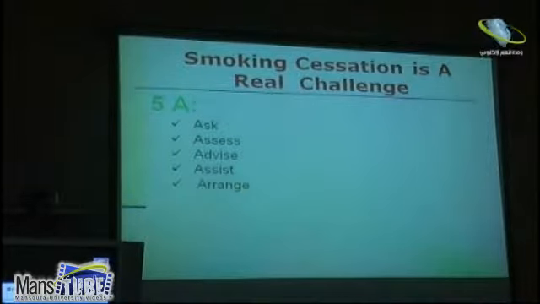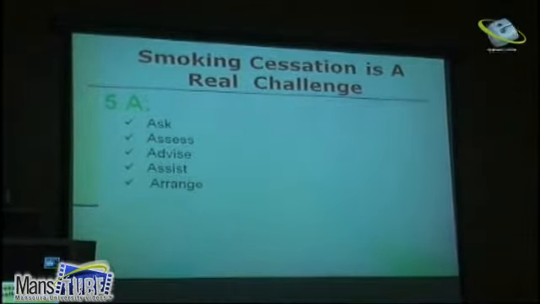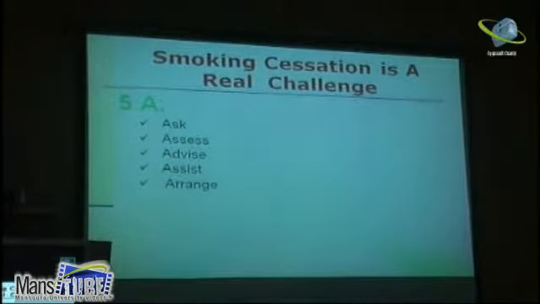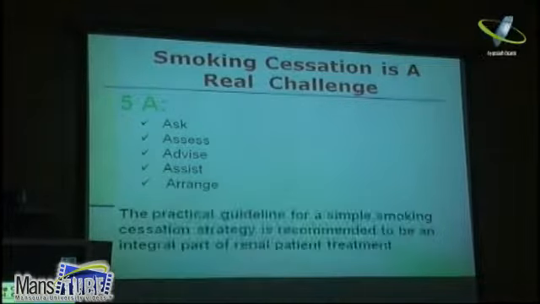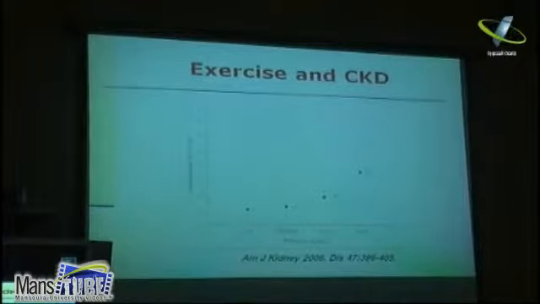It's not our job today, and this is the 5 A's: ask, advise, assess, assist, arrange follow-up, and it needs 1 hour for explanation. But a practical guideline for a simple smoking cessation strategy is recommended to be an integral part of renal patient treatment. So when you see the patient in the clinic and you ask them about smoking, as a smoker, advise him to stop smoking because of the kidney and not because of the heart. Because at this time the patient will be convinced, because he is a renal patient. So this is regarding smoking.